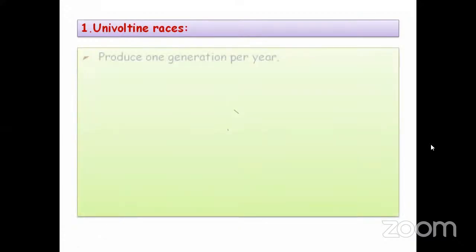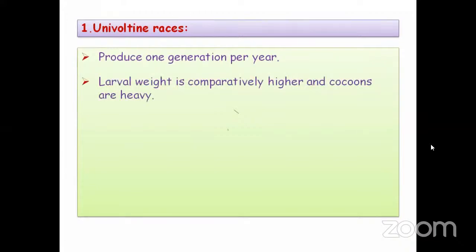So what are the characters of the univoltine races? They produce only one generation in a year. Then, the weight of the larvae is comparatively higher, and the cocoons are also heavy. Then the denier. Denier is the unit used to measure the filaments of silk. The denier of the silk filament is about 2.3.